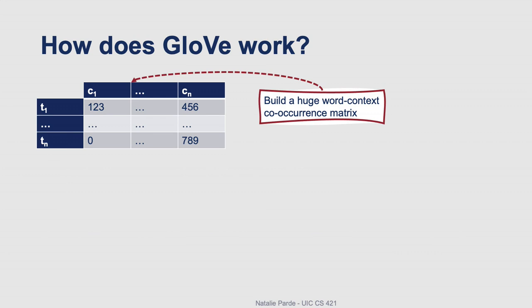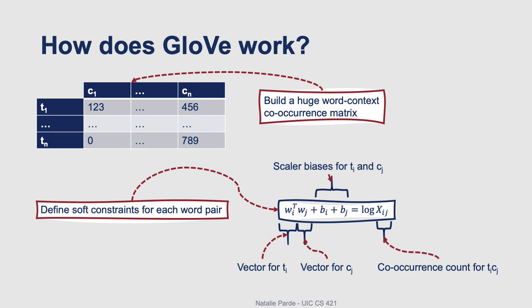We can walk through how glove works here. First, we start out by just building a huge word context co-occurrence matrix. From there, we then establish the equation here, where we're defining soft constraints for each word pair. And basically, we want to learn weights for vectors t sub i and c sub j, plus a bias term b sub i and a bias term b sub j, such that these elements combined, as shown in the equation, are equivalent to the log of the co-occurrence count for t sub i and c sub j.